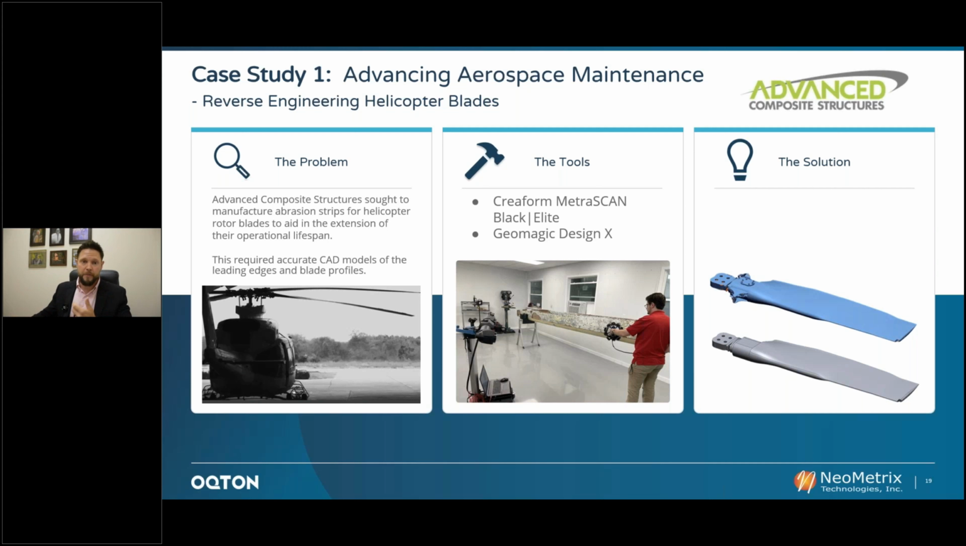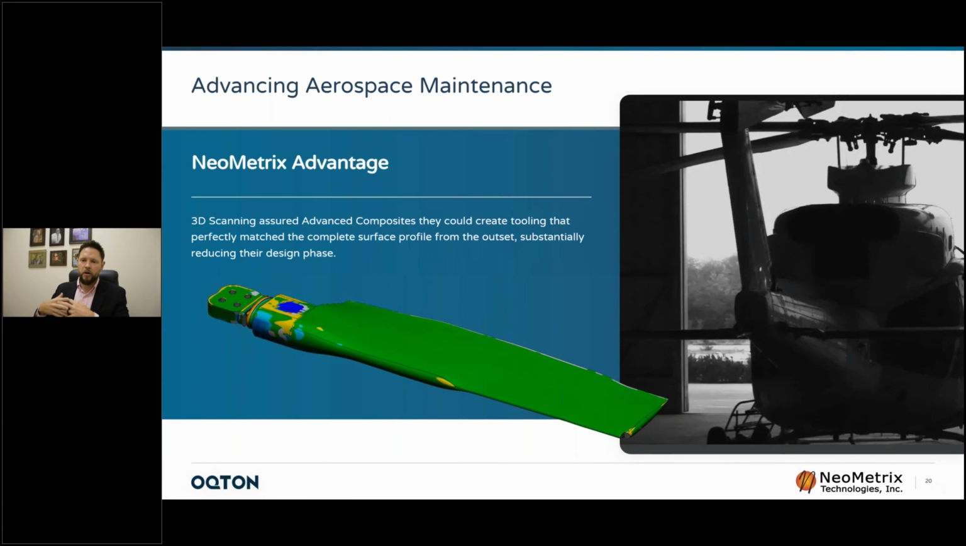Of course, we use Geomagic Design X to go through a very similar process that we went over with the modeling of the blade to do these airfoils. And you can see that we've got the scan and the CAD on the right. All right, so our advantage, 3D scanning, assured advanced composites. They could create tooling that perfectly matched the complete surface profile from the outset, substantially reducing their design phase. So no more tons of iterative steps to get everything just right. They can model right to the blade that they need.